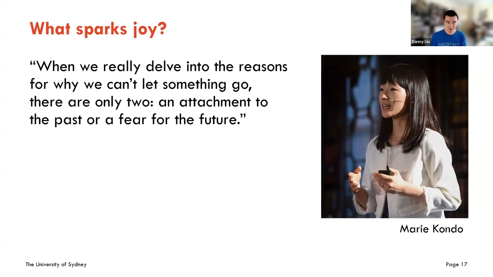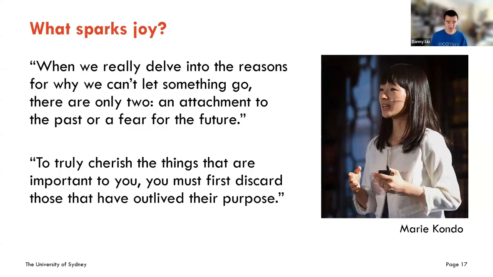She says, if we look into the reasons why we can't let something go, it's either because we are attached to the past or we fear the future. This is really telling for what we do as educators and how we feel about this future with AI in it. And Marie also says, to truly cherish the things that are important to you, you must first discard those that have outlived their purpose. What do we truly cherish in higher education?